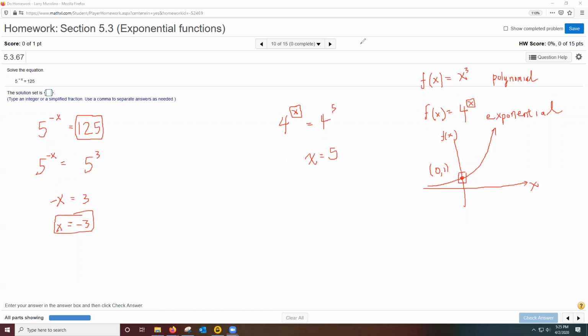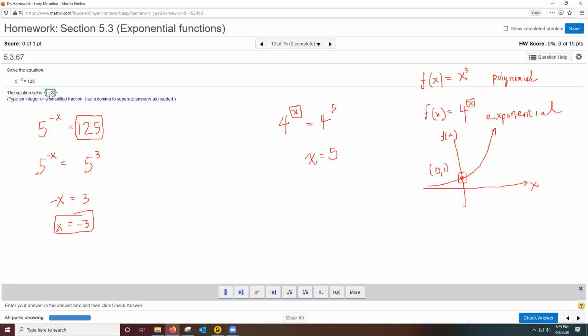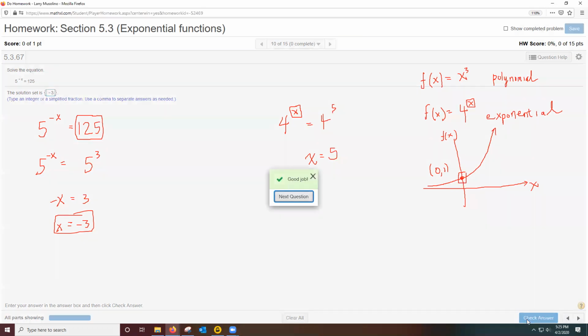Type that in the answer box. And it makes sense. If you were to plug in x equals negative 3 back into this equation, you would see you do get a valid equation.